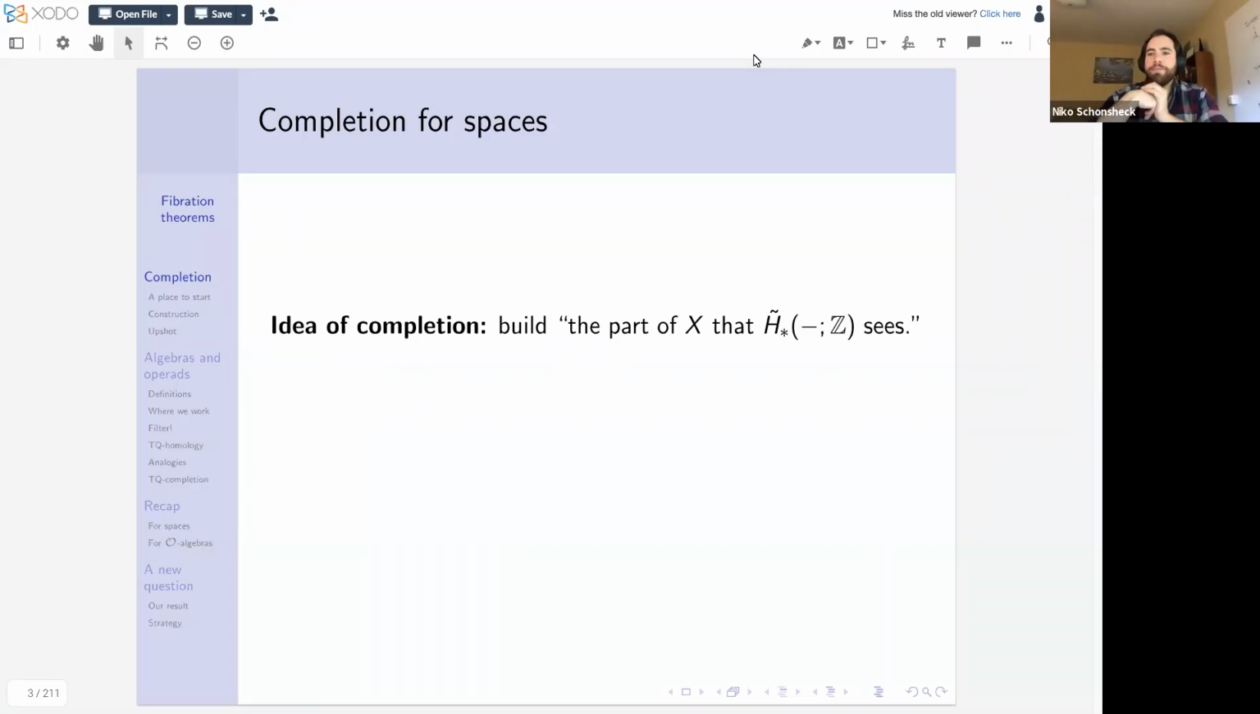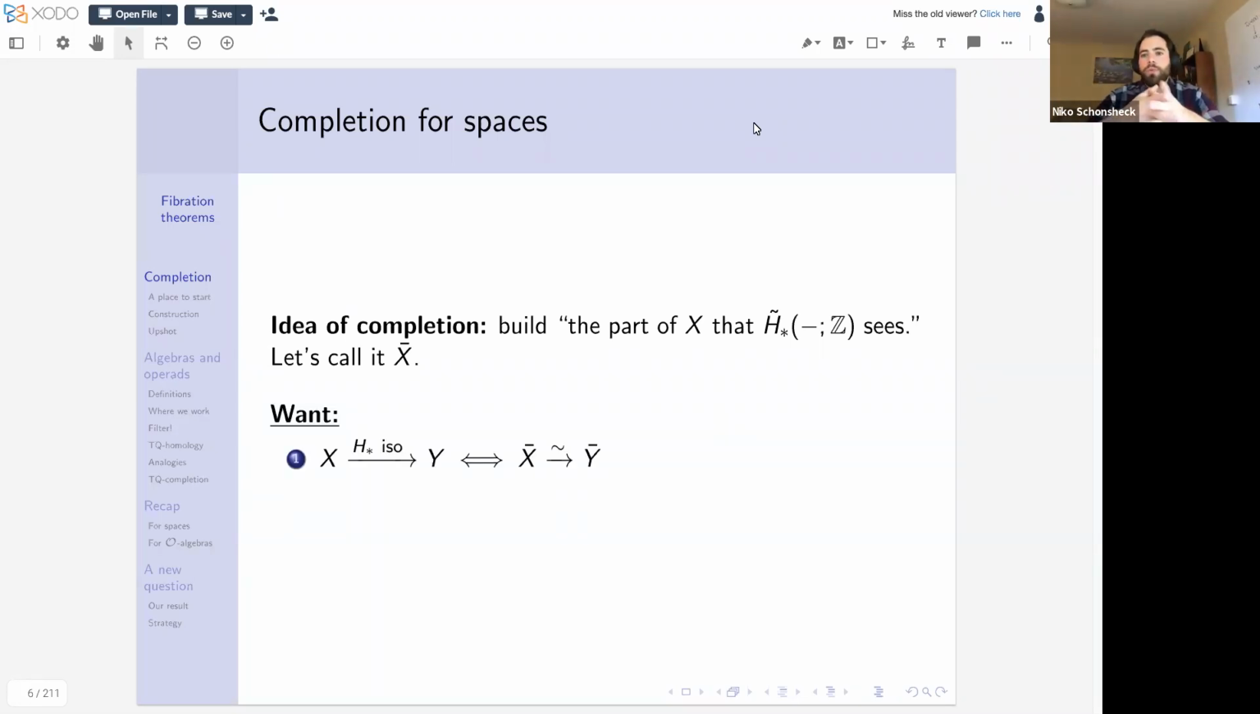Cool. So what exactly I mean by this, I'll say in a second. But for now, let's just assume that we could build such a thing, and let me call it bar of X. So there's a couple of desirable properties we'd want for such a construction.